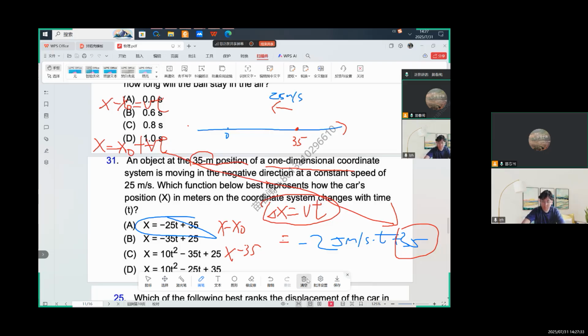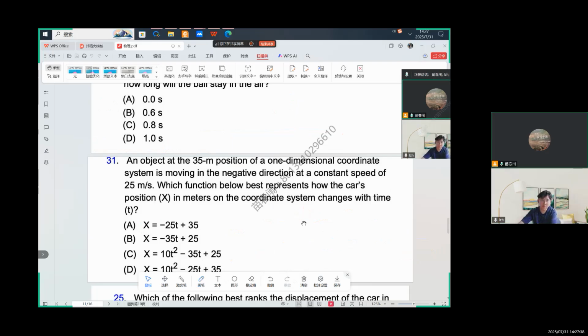So this is 31. All right, next question. It's not constant acceleration, it's a constant velocity.